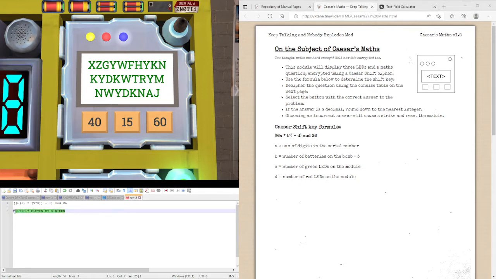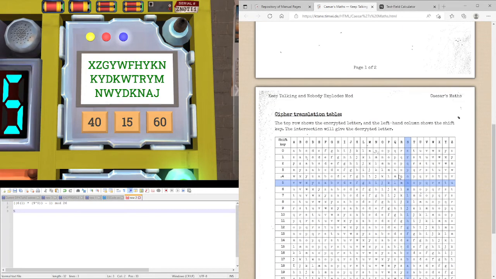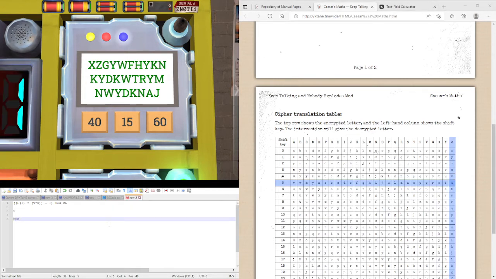Okay, so the digit serial number is still 1. The battery count plus 3 is still 9. Number of green LEDs is still 0. And number of red LEDs is still 1. So, funny enough, our shift is 5 again. So, X becomes S, Z becomes U. This is probably subtract.